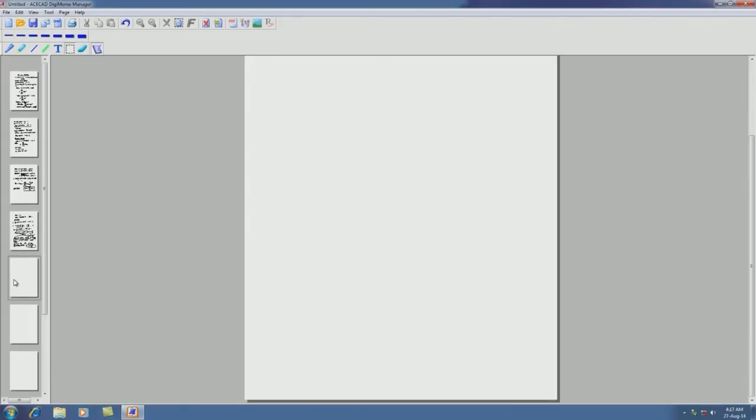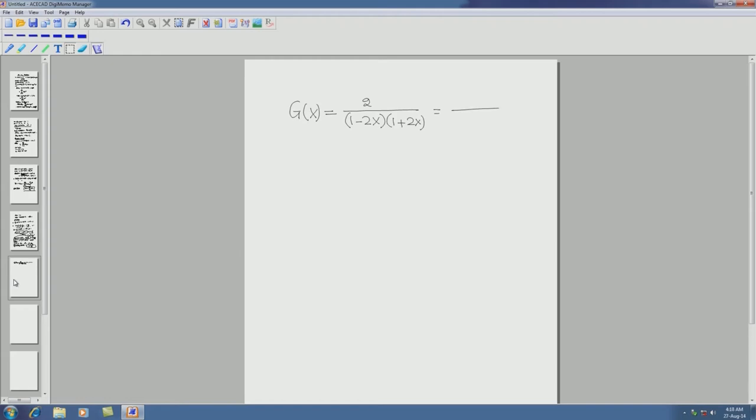We can now move on to another example of finding discrete numeric function corresponding to generating functions. So, let us look at this generating function. Let us call it gx, which is equal to 2 upon 1 minus 2x, 1 plus 2x, which is of course equal to 2 upon 1 minus 4x square.